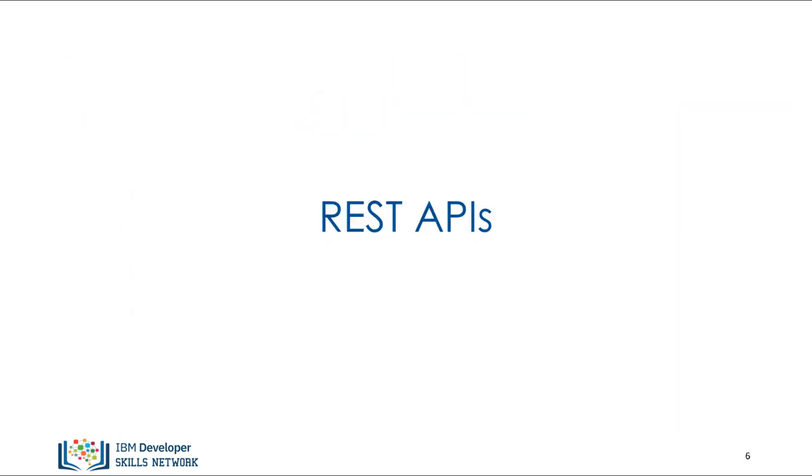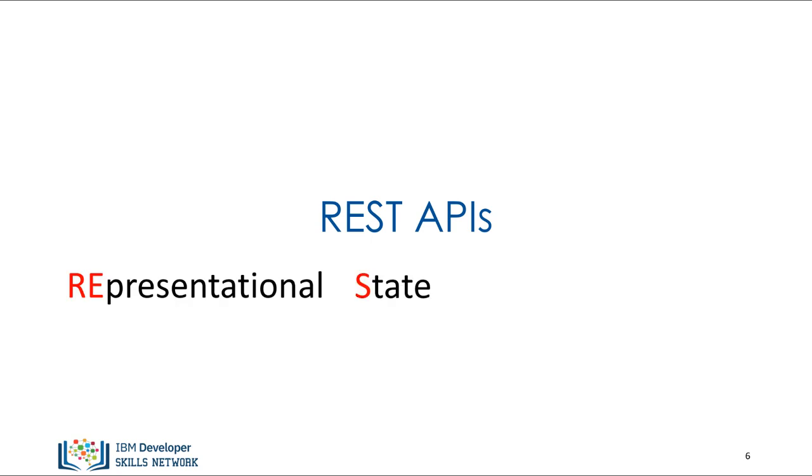REST APIs are another popular type of API. They allow you to communicate through the internet, allowing you to take advantage of resources like storage, access more data, artificial intelligence algorithms, and much more. The RE stands for representational. The S stands for state. The T stands for transfer.